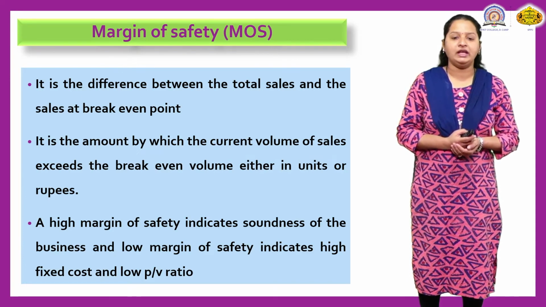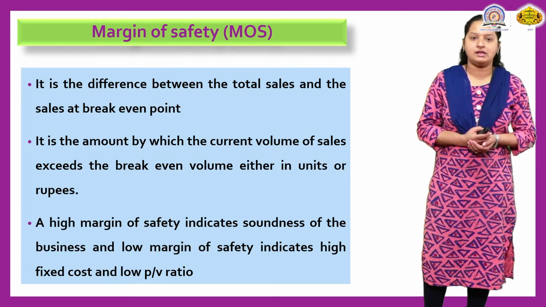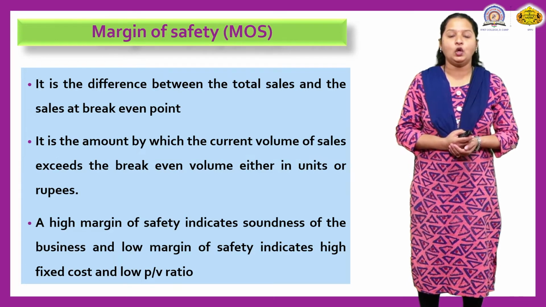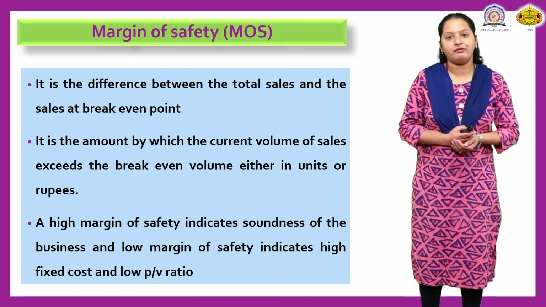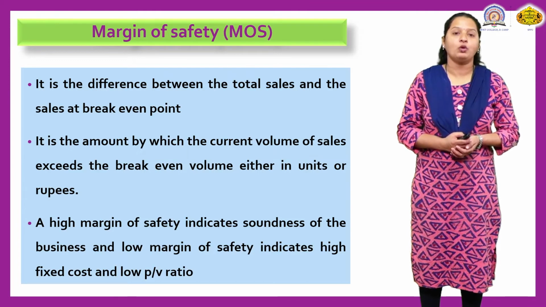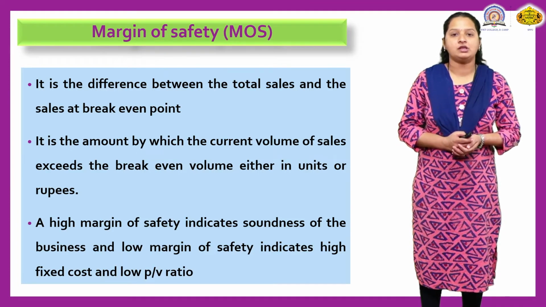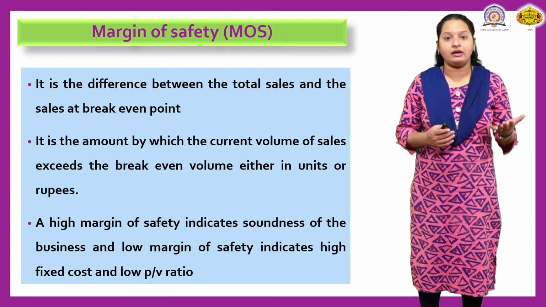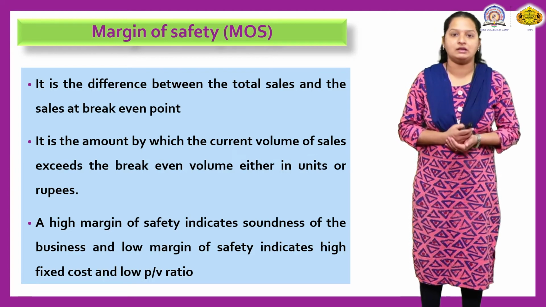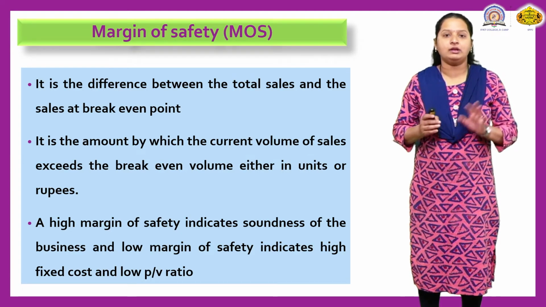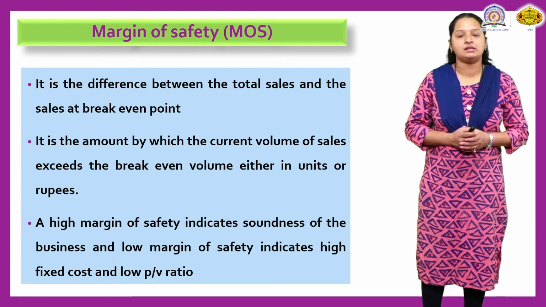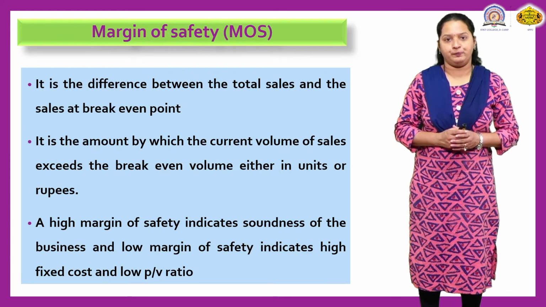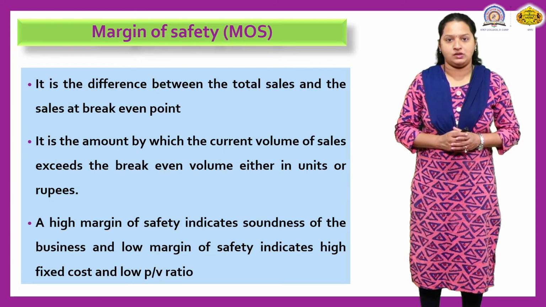A high margin of safety indicates soundness of the business, and a low margin of safety indicates high fixed cost and low PV ratio. So, if your total sales are more than your break-even sales, that means you are at a profitable position because you are earning more revenue by having more sales. And if the sales are less than your break-even sales, that means you are losing profits. That means you are bearing losses.